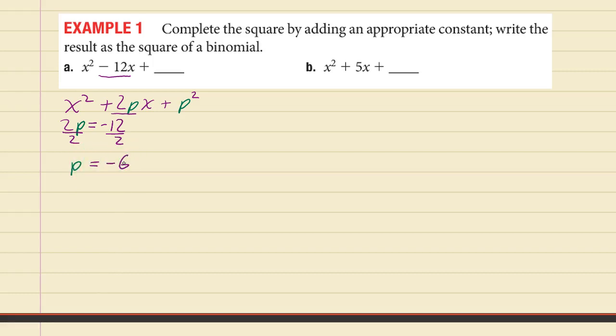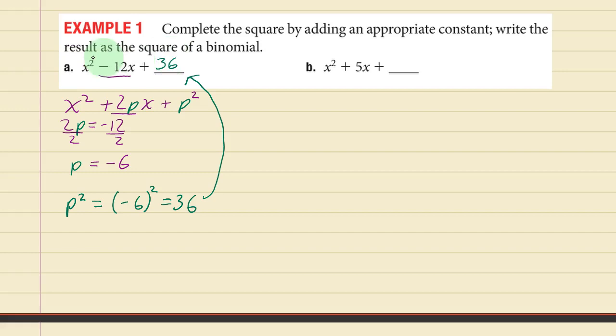And now that you know that p is -6, we can square that to get p squared. That's going to be -6 squared, which is 36. So that means that if we add 36 to this, then the resulting trinomial should be a perfect square.